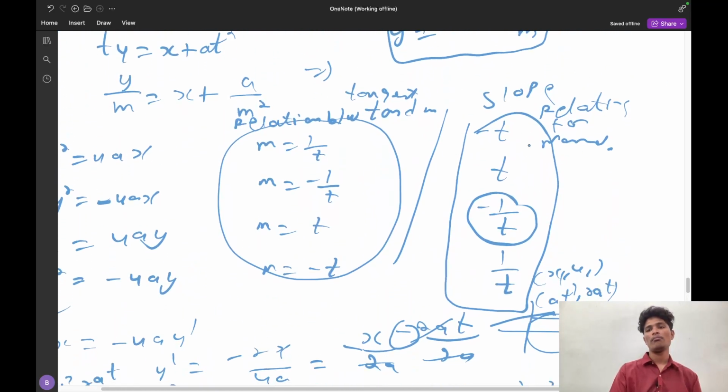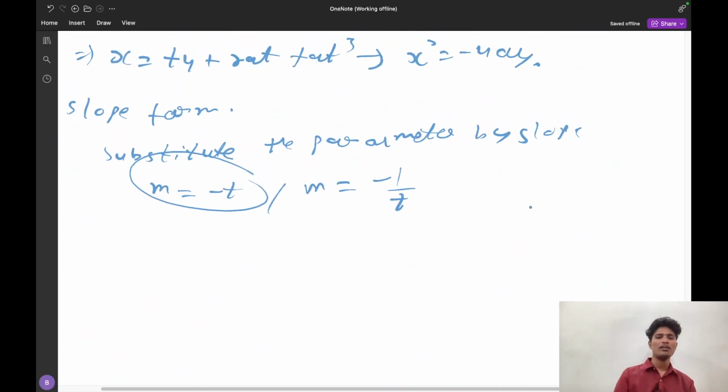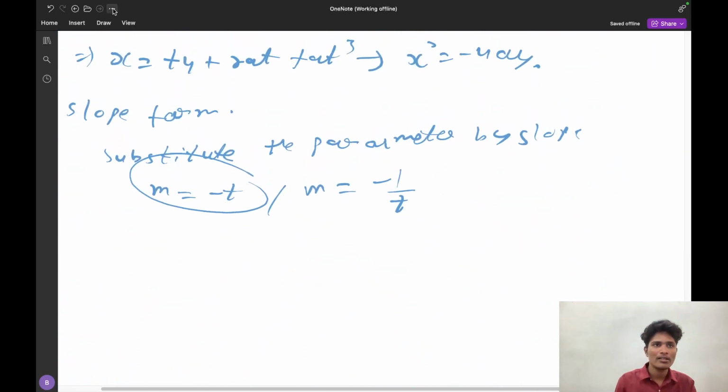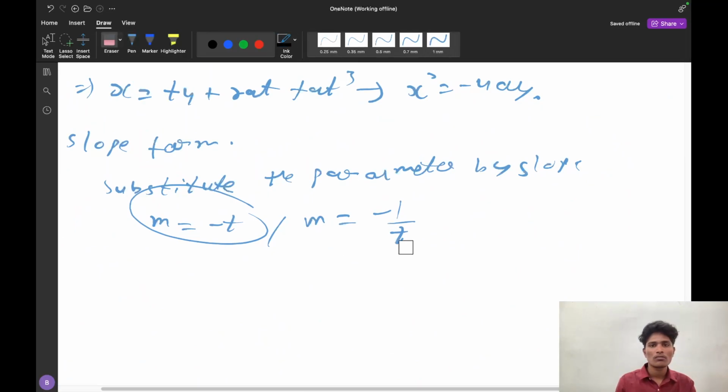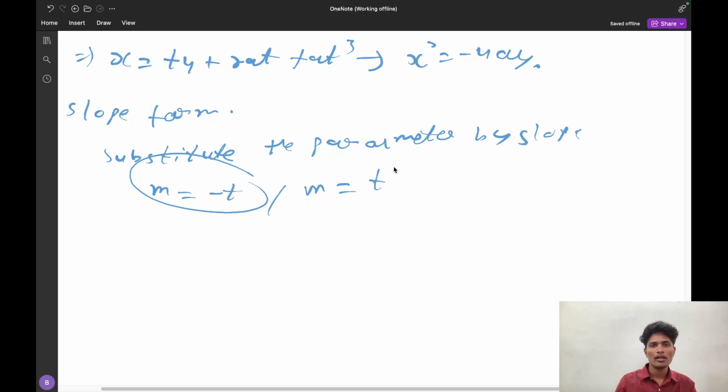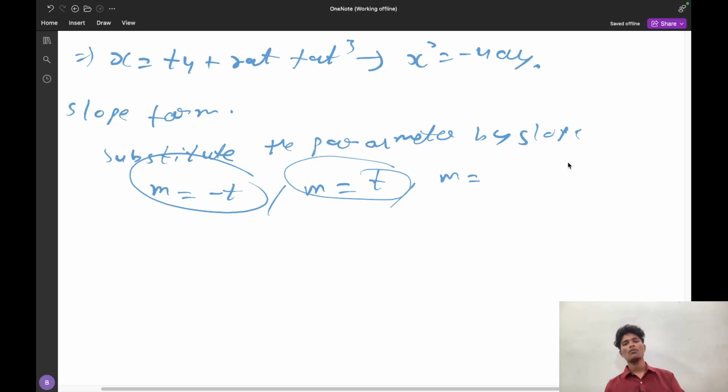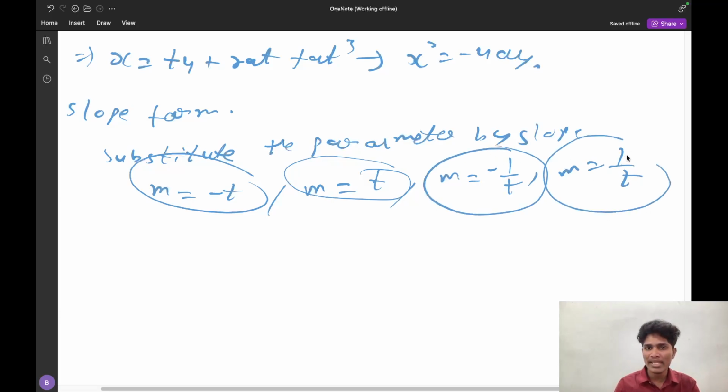Here it is minus t, sorry, it is minus t. Here it is minus t and t. Minus t and t, and for another parabola it is m is equal to minus 1 by t, and for another parabola it will be 1 by t. Yes, simply use these relations.